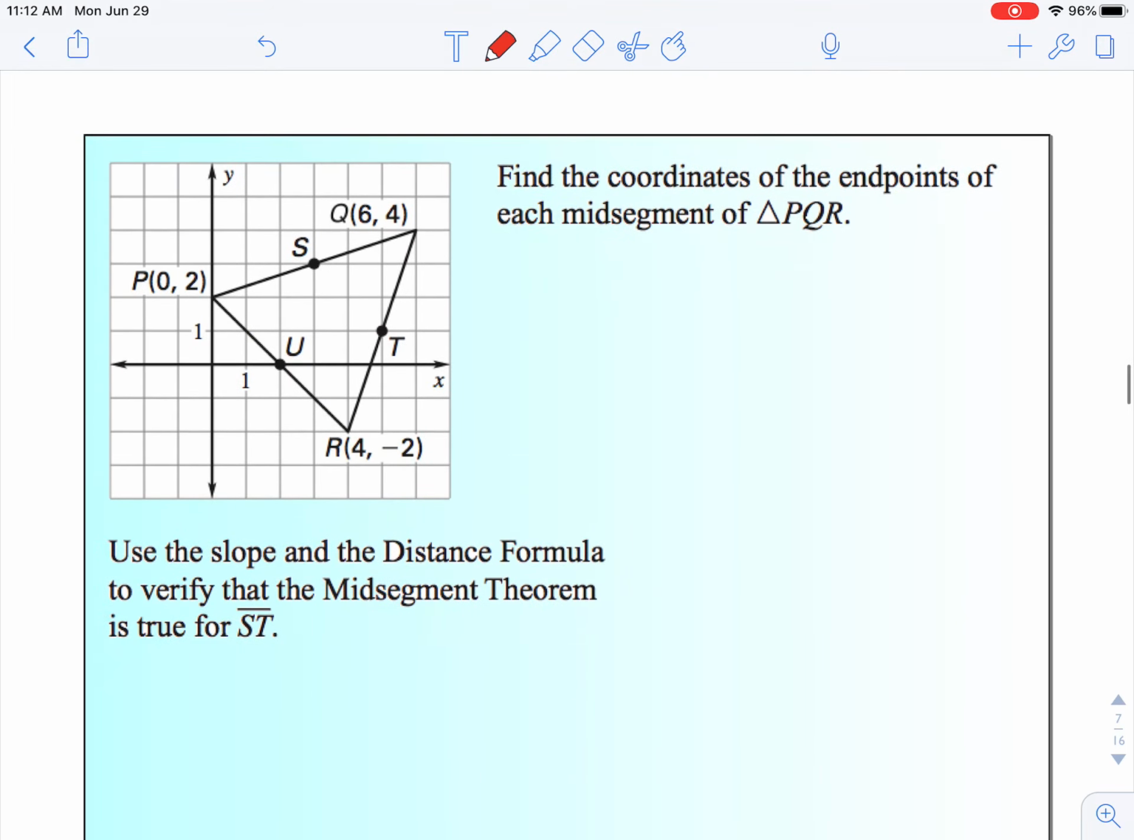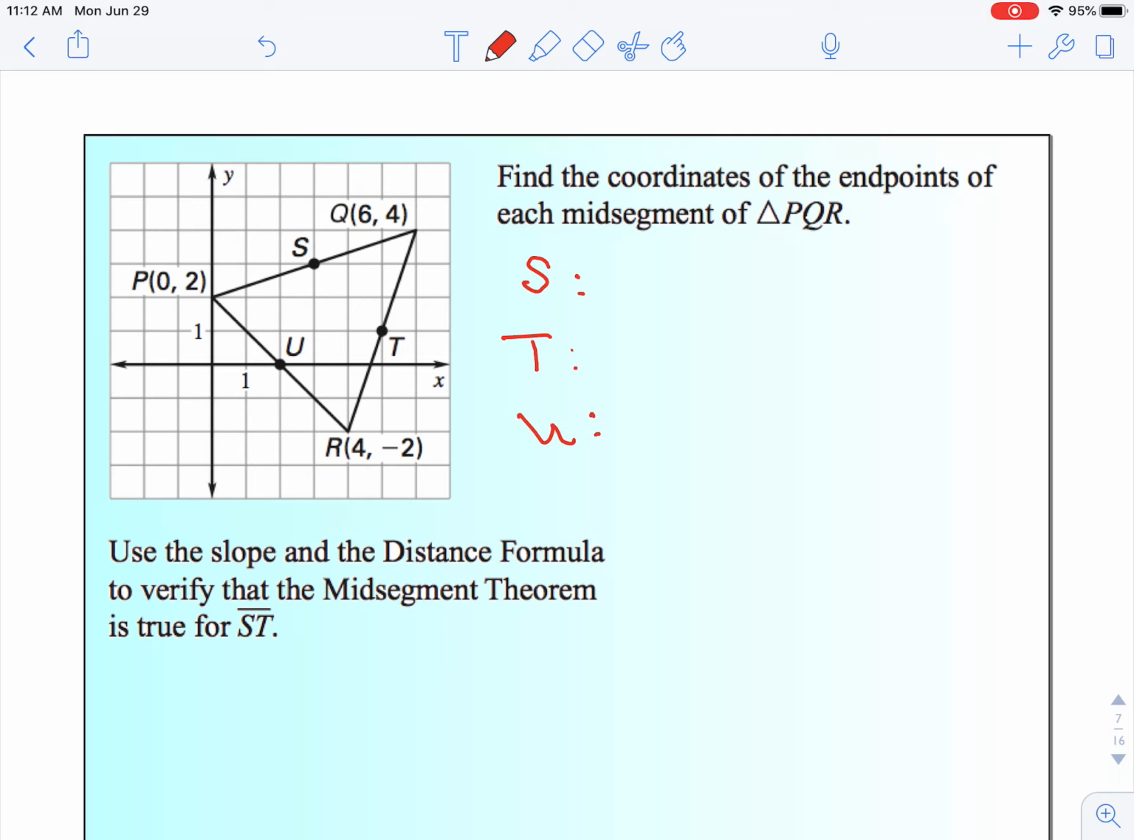All right, so here's where we start to think about proving something in coordinate proofs. It says, find the coordinates of the endpoints of each midsegment of PQR, and then use the slope and the distance formula to verify that the midsegment theorem is true for ST. So remember, we are going to find the coordinates of S and T and U.